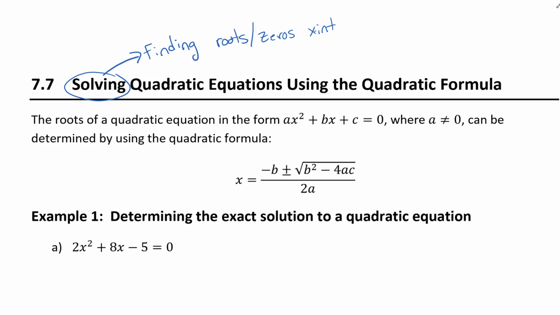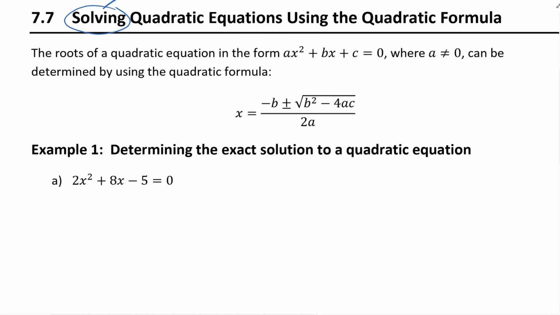In this lesson, we're going to learn about solving quadratic equations using the quadratic formula. And a reminder that solving means finding the roots, the zeros, or the x-intercepts. Okay? So here's your new formula. The roots of a quadratic equation in the form ax squared plus bx plus c equals 0, where a cannot be equal to 0, can be determined by using the quadratic formula.